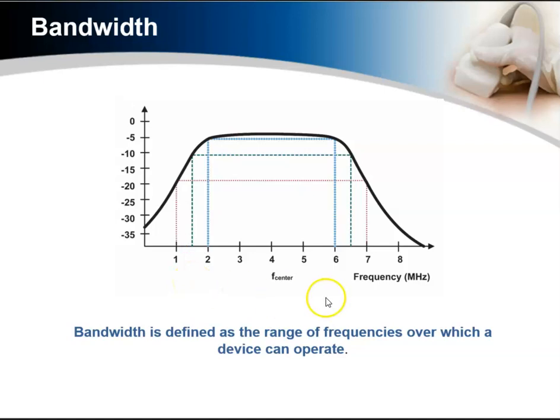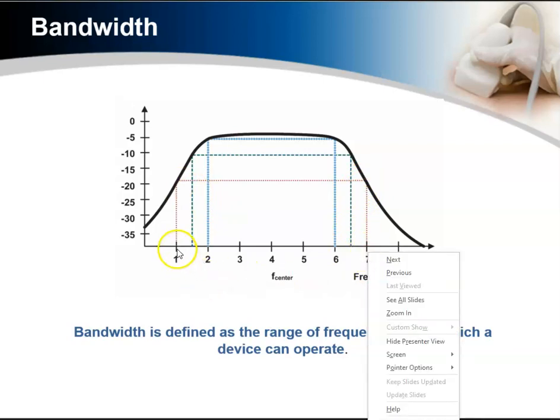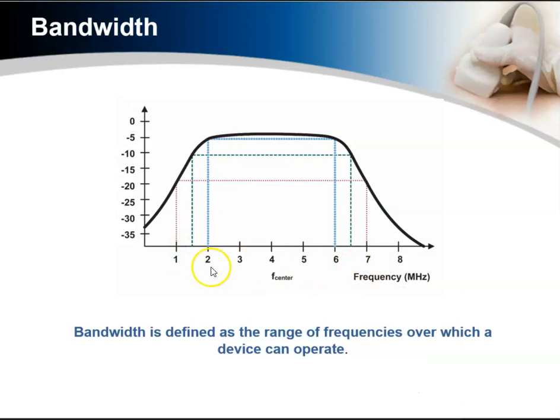of 5 megahertz. Or we could even drop down to say minus 20 decibels sensitivity, and we'd have 7 megahertz minus 1 megahertz, or a bandwidth of 6 megahertz. So all of those are bandwidths that describe this curve of sensitivity for this transducer.